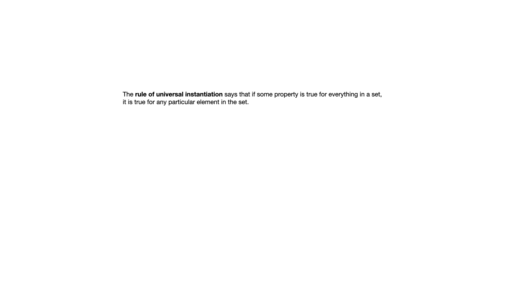It talks about the rule of universal instantiation, which takes what we've been doing in terms of arguments and quantified statements and puts those two things together. And what this particular rule says is if some property is true for everything in a set, it is true for any particular element in the set. Okay, we're going to see how that comes up within these arguments that we'll look at.